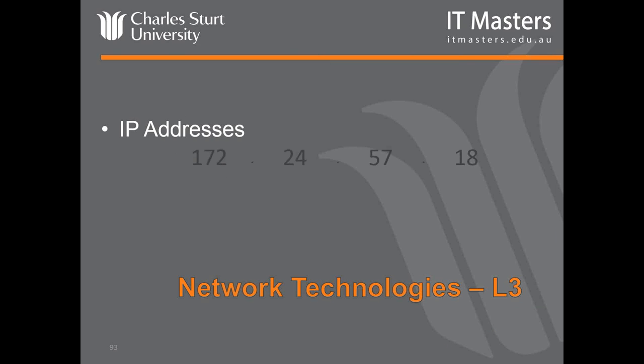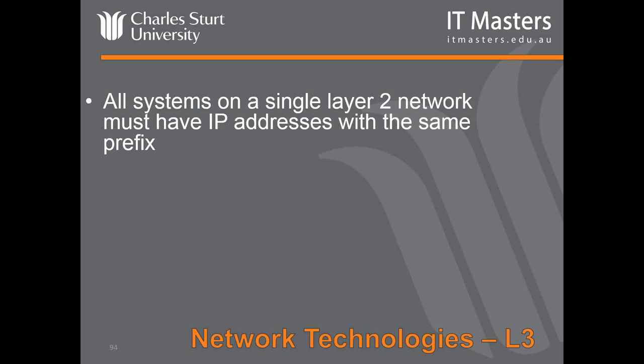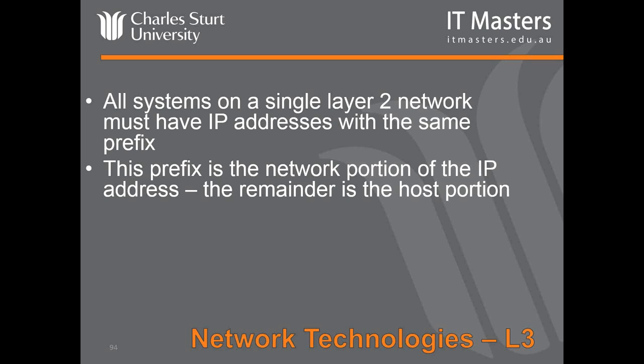So IP addresses, well, this is something like 172.24.57.18, which the machine sees as a string of ones and zeros. Machines don't really abstract it the way we do. They have on, off, etc. Everything needs an IP address if it's going to communicate with a TCP-based system. All systems need to have some layer 2 address as well. But how they get it, that's what we're talking about with things like ARP and other protocols. But from a TCP point of view, it doesn't really care. All it needs to know is how we communicate over the IP address layer.